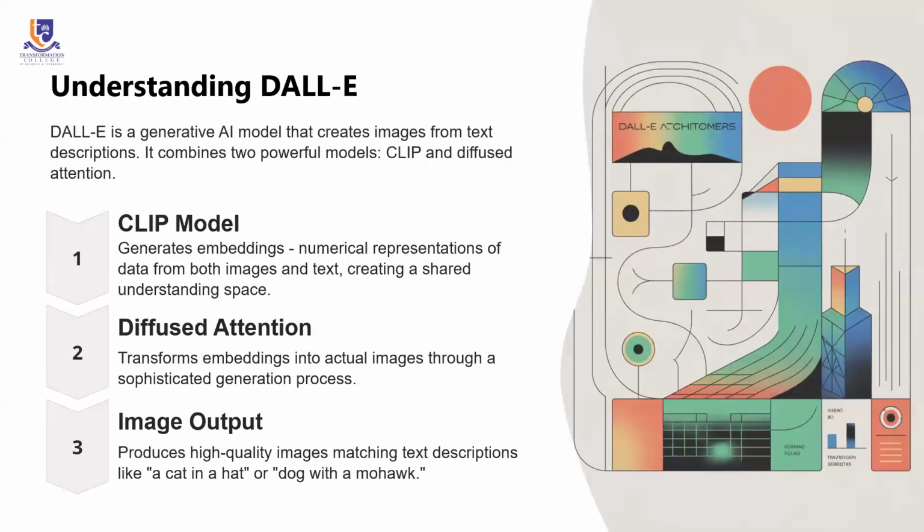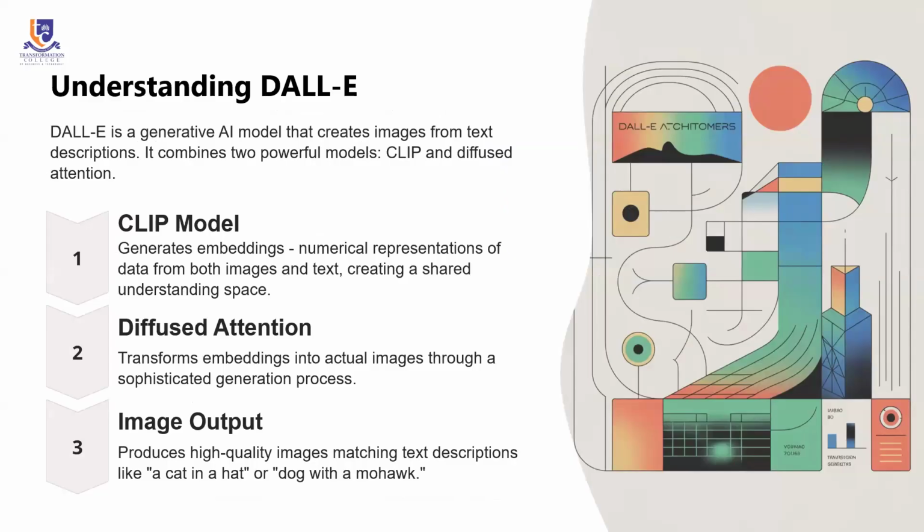Now, we're going to take a deep look into what the DALL-E model is. Like I said, DALL-E is an image generation app. It's a generative AI model that creates images from text. It combines two powerful models, CLIP and diffusion attention. What the CLIP model does is generate embeddings.